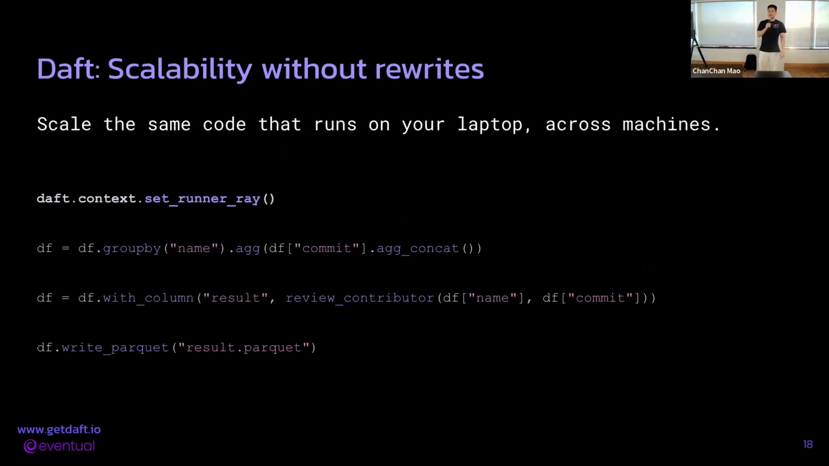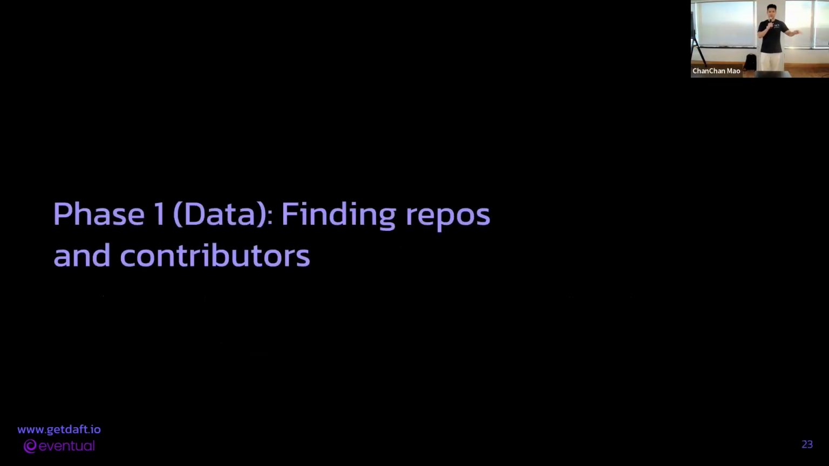The next thing is when I scale this code up with Daft, it's going to be super easy. All I have to do is change a single line of code to point Daft to a Ray cluster, and it's automatically going to parallelize all our code for me. Cool. Let's get down to business. Phase one is going to be data. We're going to find our repos and our contributors to build our data set for this application.